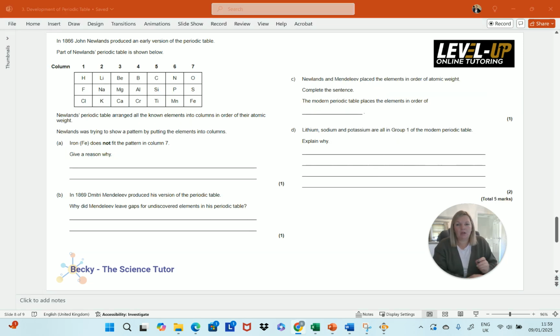Okay, a little bit then about Newlands and then comparing it to Mendeleev. So in 1866, John Newlands produced an early version of the periodic table. Part of the table is shown below. Okay, so it says iron does not fit the pattern of column 7. Why? Let's have a look at what we've got in column 7. We've got oxygen, we've got sulfur, and then we've got iron. Oxygen and sulfur are non-metals, iron is a metal. So the reason why it doesn't fit is that it is a metal.